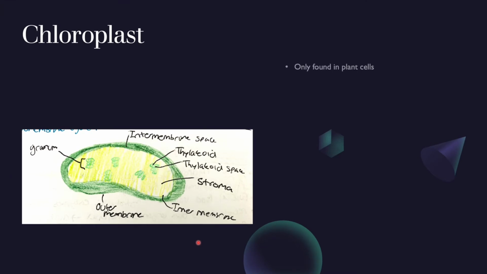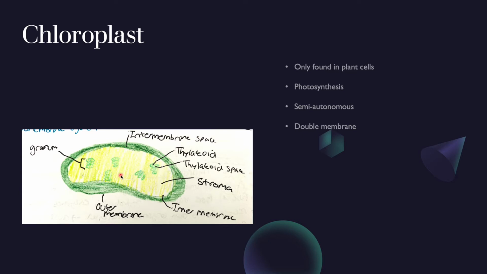Chloroplasts are only found in plant cells. Their main function is photosynthesis, converting light energy to chemical energy for the plant. They are also semi-autonomous because they carry their own DNA and ribosomes. They have an outer and inner membrane, and the space between the two membranes is called the inner membrane space.